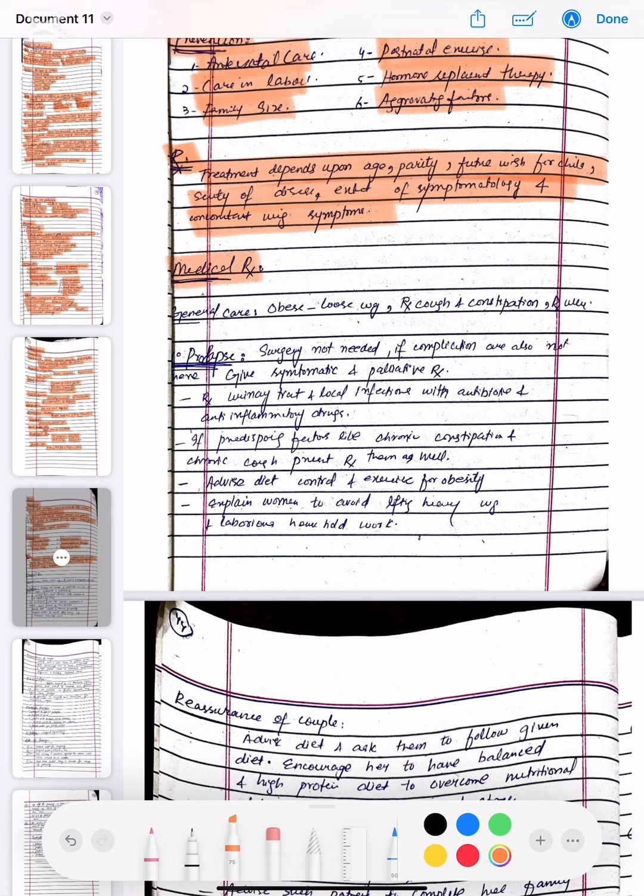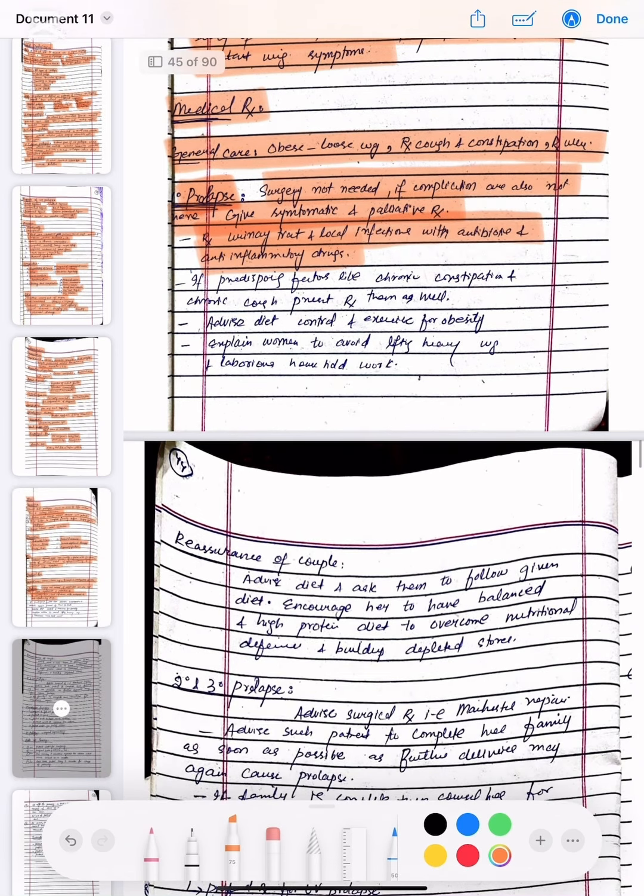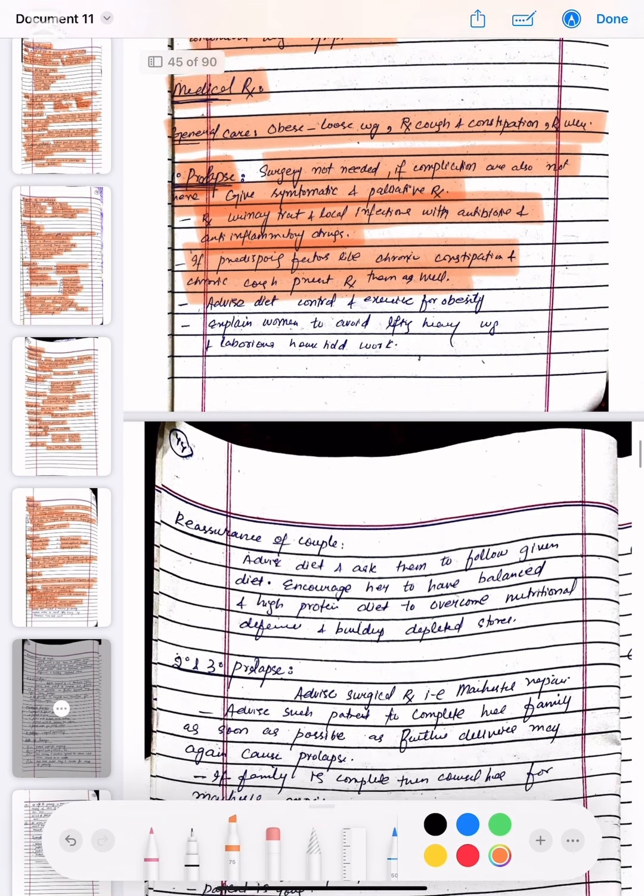The medical treatment is that general care is provided, that is, for obese patients to lose weight, the treatment of cough and constipation, and the treatment of ulcers. Now, for first degree prolapse, surgery is not needed. If complications are also not there, give symptomatic and palliative treatment. The treatment is for urinary tract and local infections with antibiotics and anti-inflammatory drugs. If predisposing factors like chronic constipation and chronic cough are present, then treat them as well.